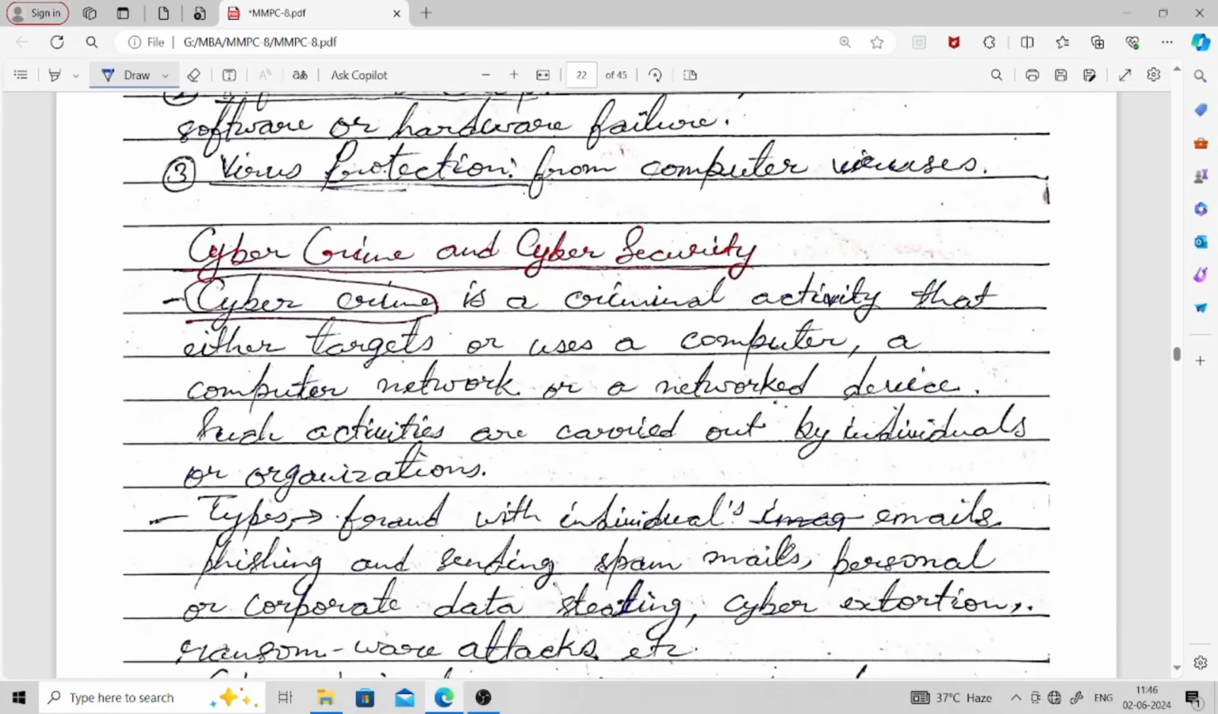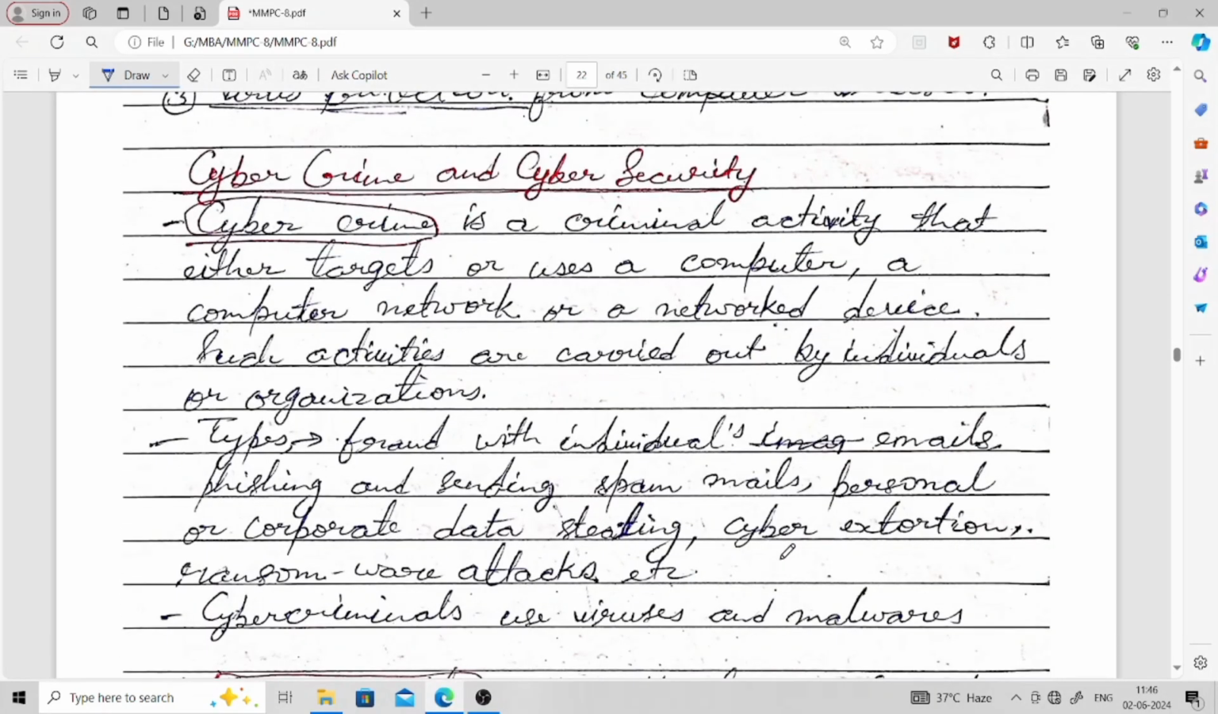Then we have cyber crime and cyber security. Cyber crime is a criminal activity that either targets or uses a computer network or a networked device. Such activities are carried out by individuals or organizations. So cyber crime may be by an individual or an organization. It means this kind of crime is on the computer, by the computer, or on computer networks or networking devices.